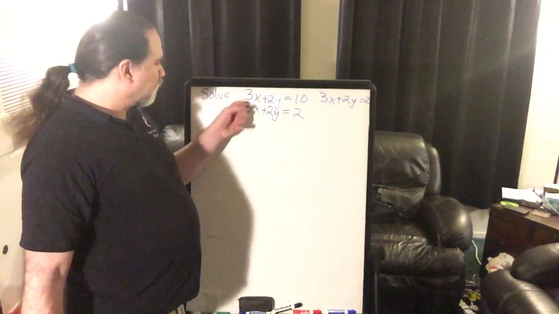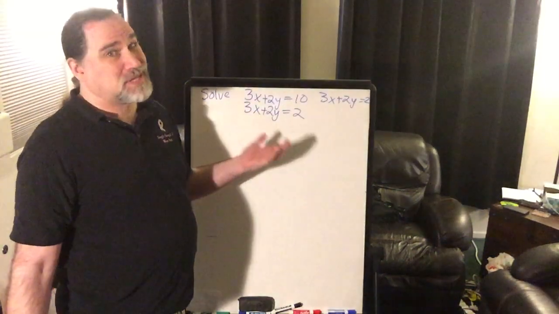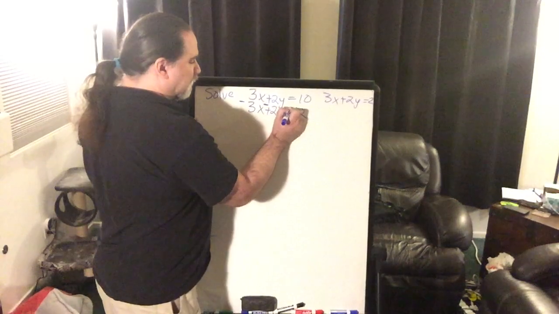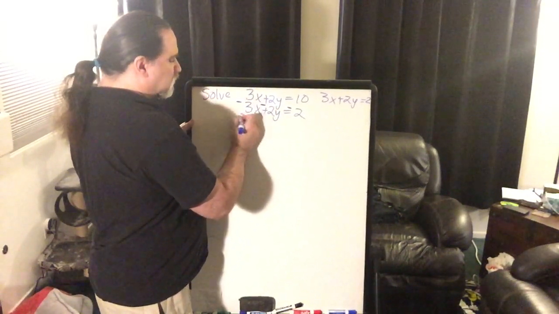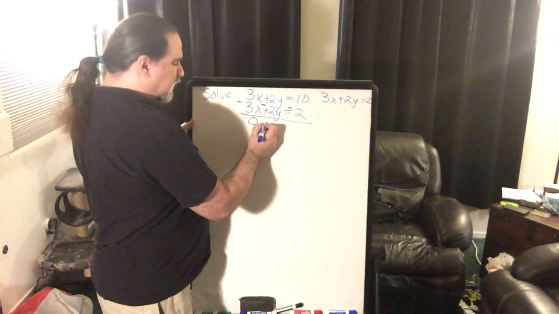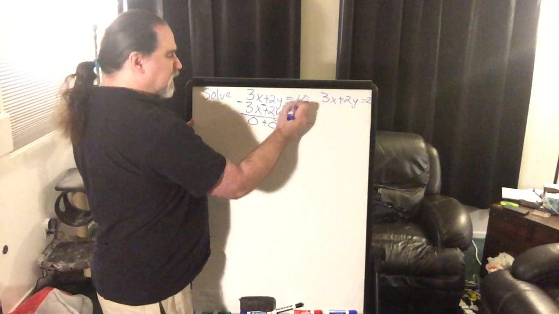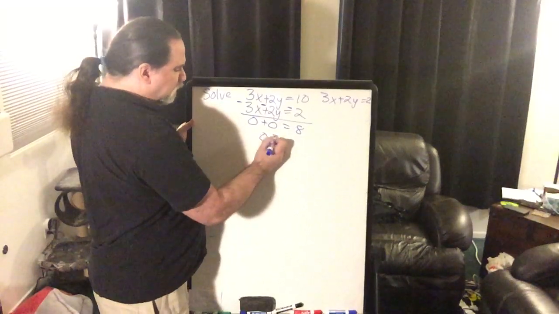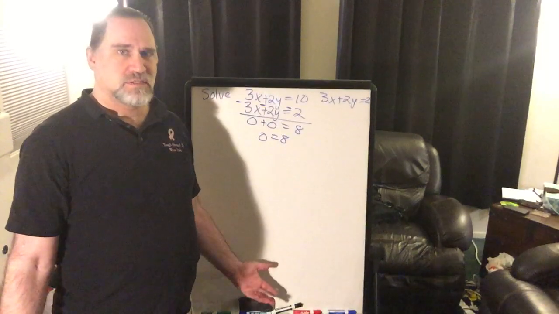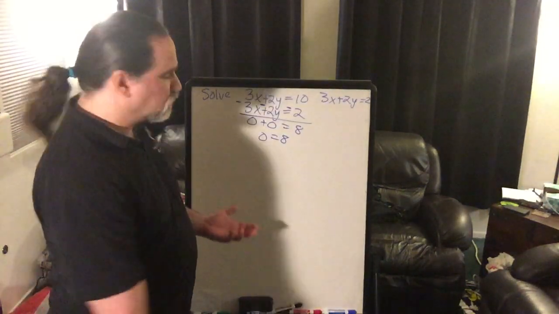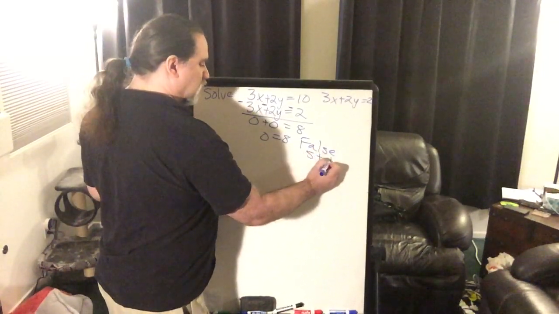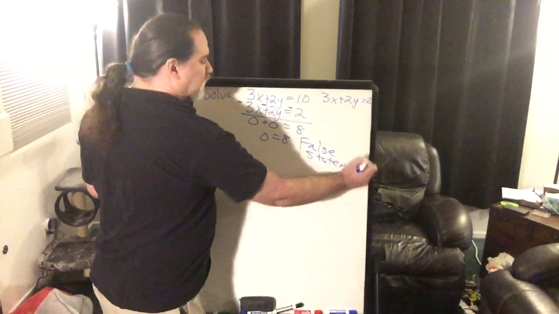They have a common coefficient, the 3 here and the 3 here, so I decide to subtract. And 3x minus 3x is 0. 2y minus 2y is 0. And 10 minus 2 is 8. So I end up with a statement that says 0 equals 8. Well, that's not even true. This is what we call a false statement. It's sort of obvious that it's false.